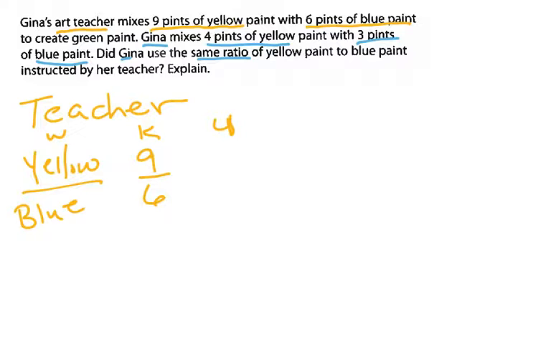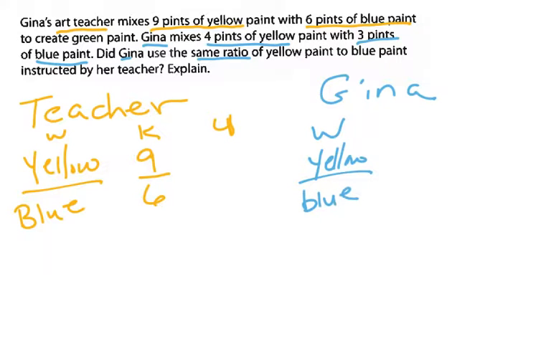Then I'm going to go over here and put my info for Gina. So W, Gina is going to be yellow to blue, just like the teacher. And then what do we know? We know that Gina used 4 pints of yellow and 3 pints of blue. So we want to know if the ratios are equivalent. What I noticed first of all here are my denominators, right? So I have 6 and I have 3.